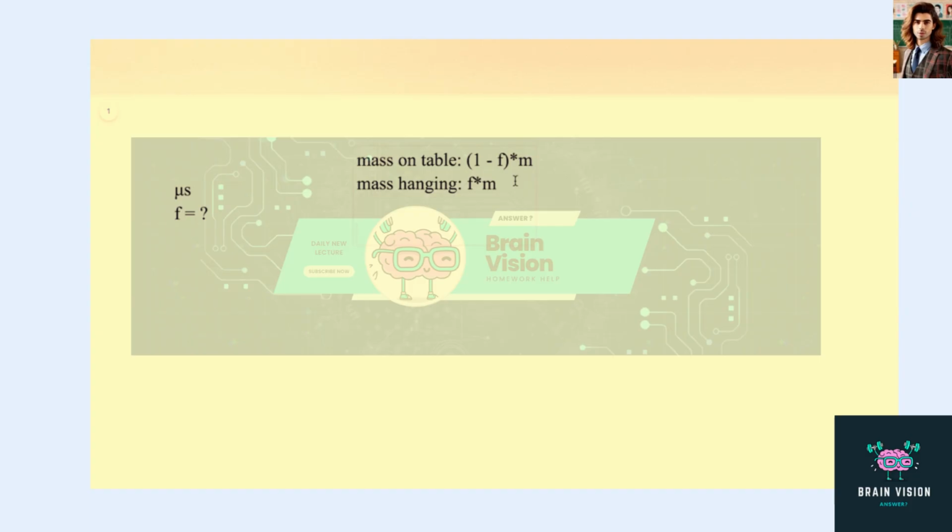So since we don't want the rope to be sliding at all, we want to set the friction force that's acting on the mass that's on the table to be equal to the gravitational force, which is the mass hanging off the table. So let's first consider the frictional force here. The friction force is going to be equal to this coefficient of static friction times the normal force of the part of the mass sitting on the table. So the normal force is just going to be equal to the mass, which is 1 minus F times M, times G. So this is the weight of the part of the rope that's on the table. And so this is the entire friction force acting on this rope.